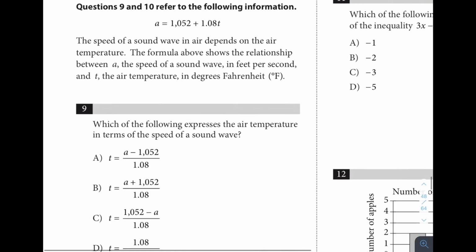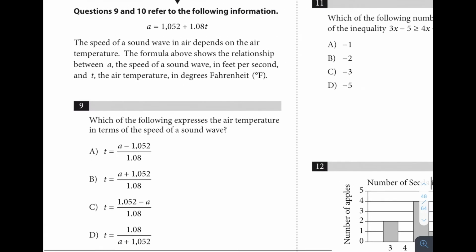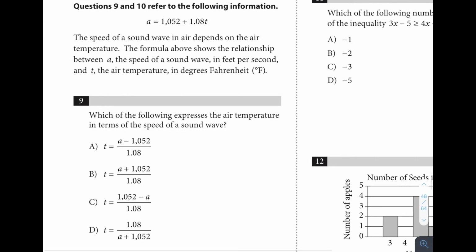Questions 9 and 10 are from the following information. The speed of a sound wave in air depends on the air temperature. The formula above shows the relationship between A, the speed of a sound wave in feet per second, and T, the air temperature in degrees Fahrenheit. Which of the following expresses the air temperature in terms of the speed of a sound wave? So it's asking us to solve for T.